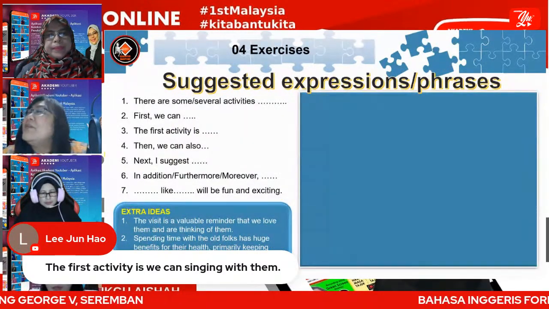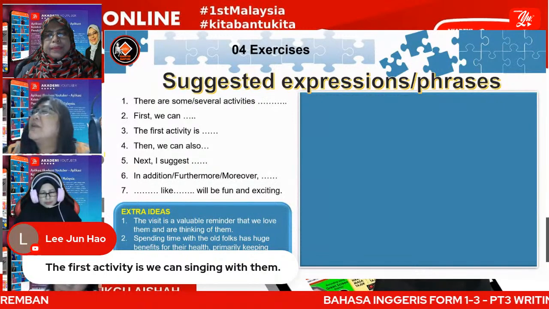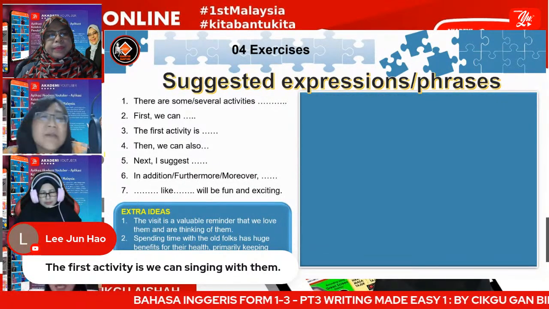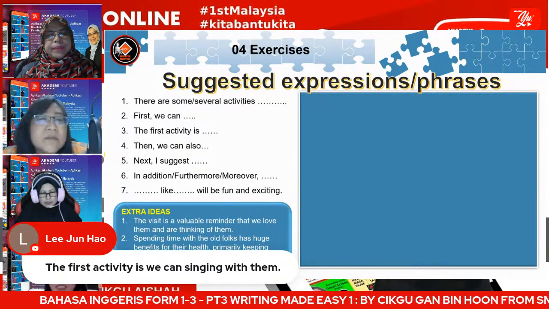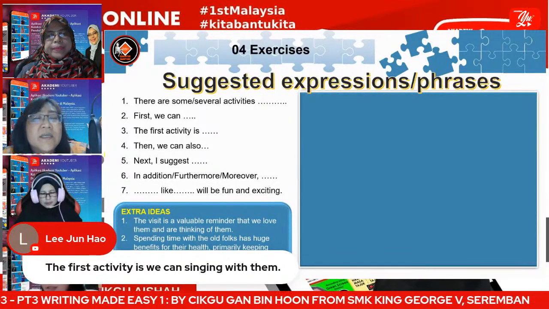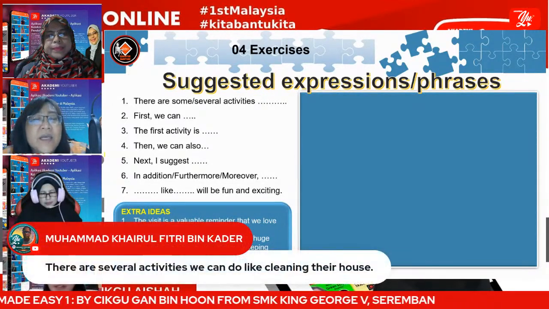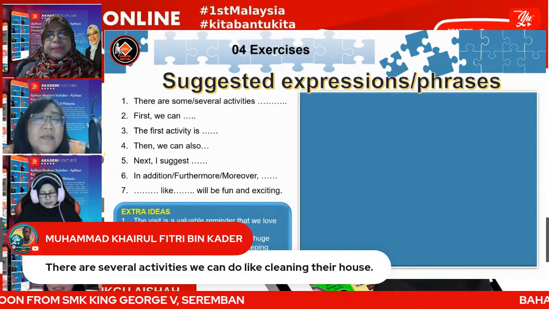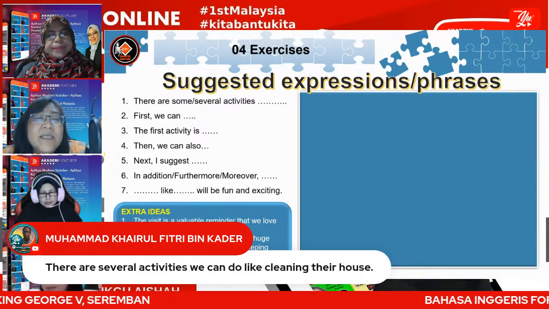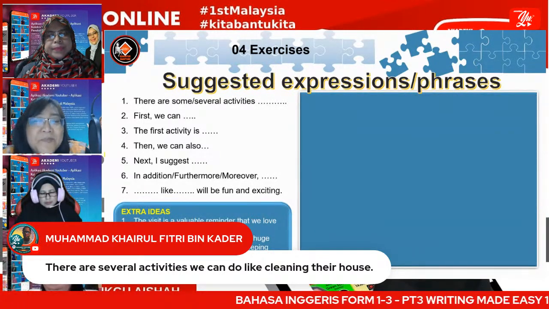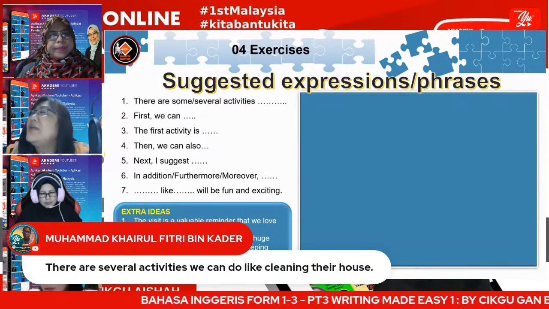Okay, anybody? Do we have answers? We have 2 students. First one from Lee Jung Hao. The first activity is we can singing with them. I think you have a grammar mistake. When you have can, you cannot put ing. For we can sing, you don't put ing. So be careful with the ing. Anybody else? Do you have other answers?